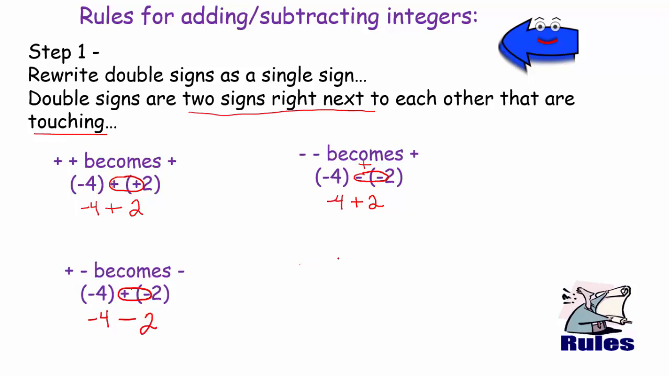And finally, sometimes we have minus a positive. So again, that -4, that first number just remains. And then as soon as you hit two signs touching, that's a double sign. Rewrite it as a single. Minus a positive becomes minus. So that's -4 minus 2. So that's the first item. Anytime we want to start adding and subtracting integers just using rules, getting away from number lines, step 1, rewrite all double signs as single signs.